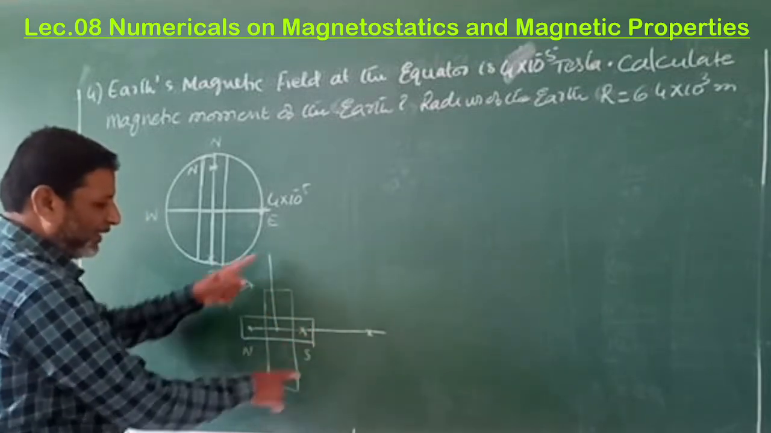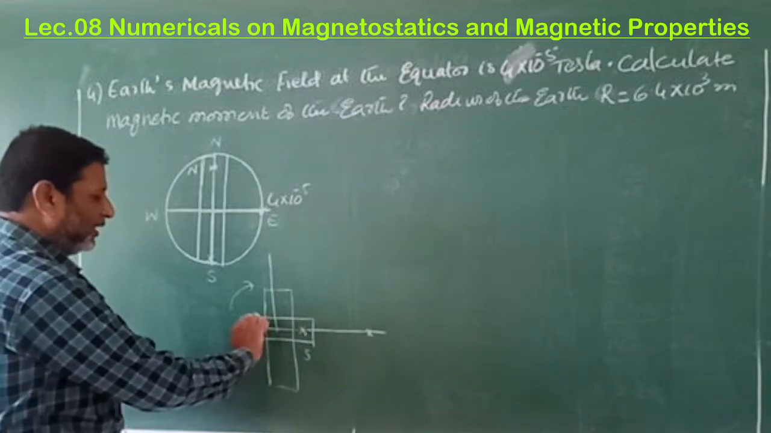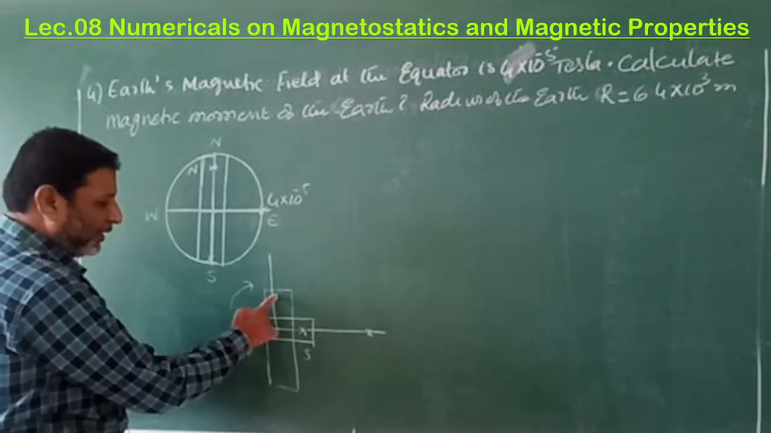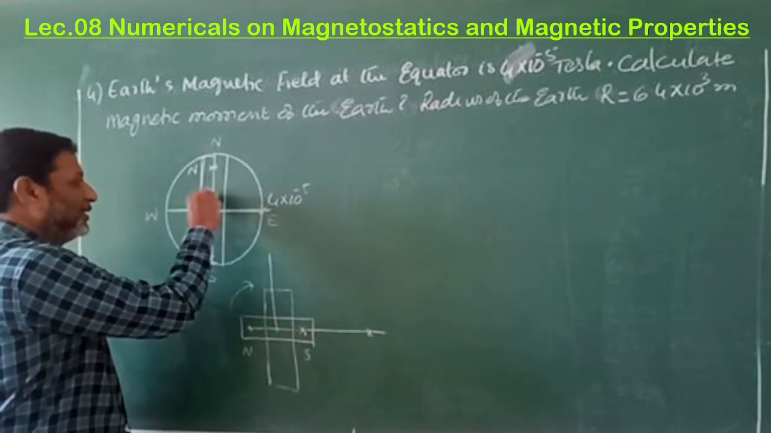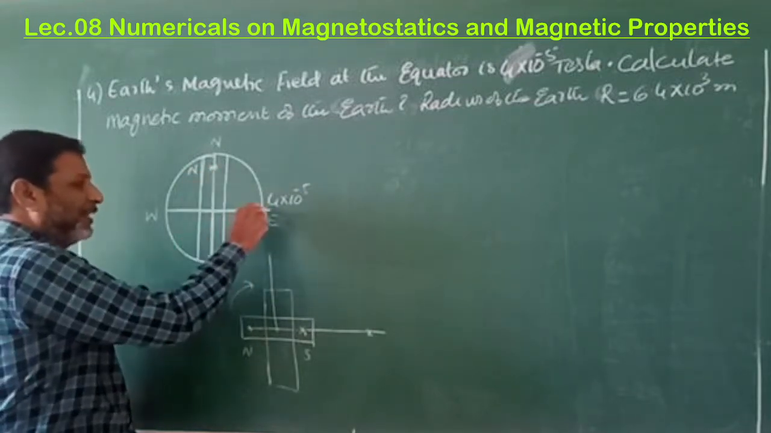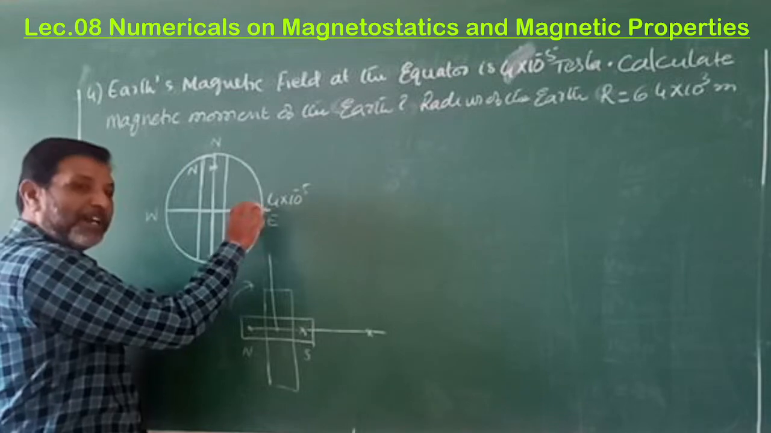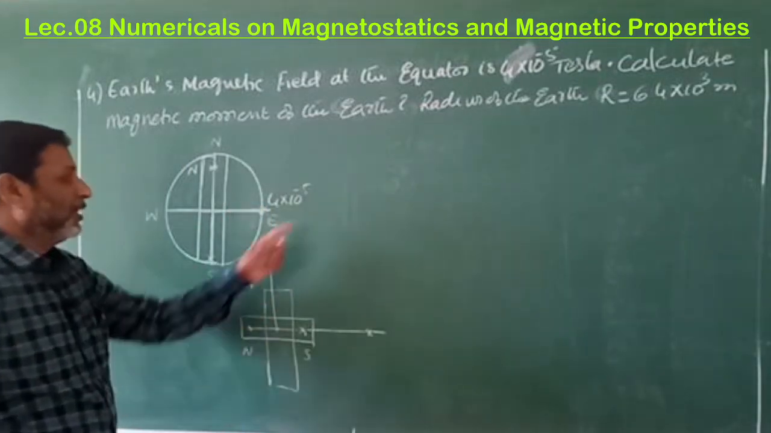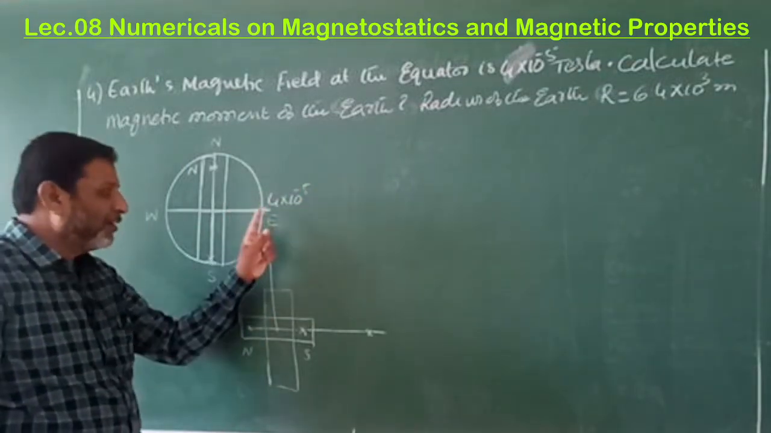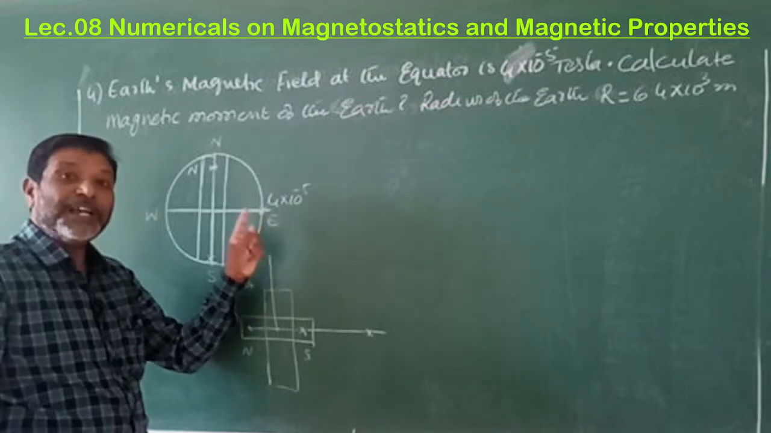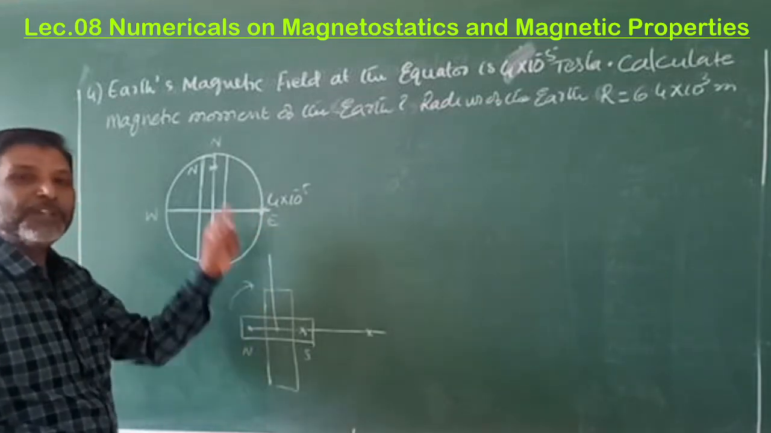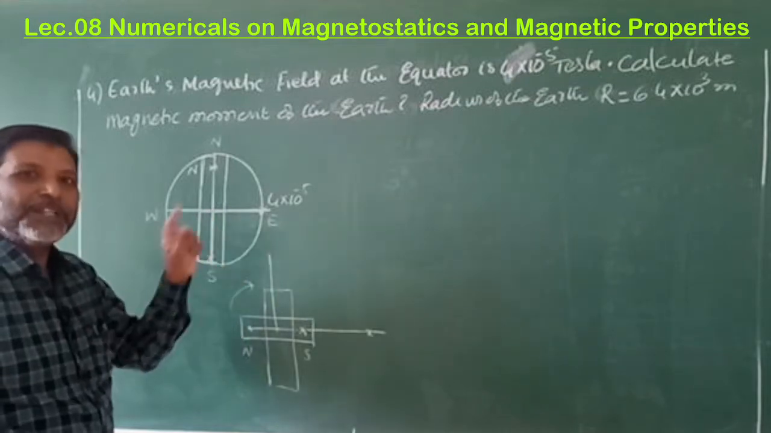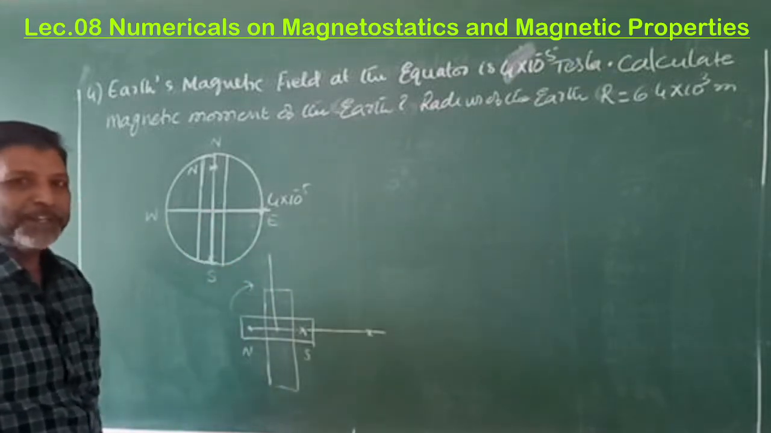When you turn like this, then this comes here and this comes here. That means this point on the Earth's magnet is like a point on the equatorial line. Whatever magnetic field at the equator is given to you is as good as the field along the equatorial line of the Earth's magnet. Then you calculate its magnetic moment.